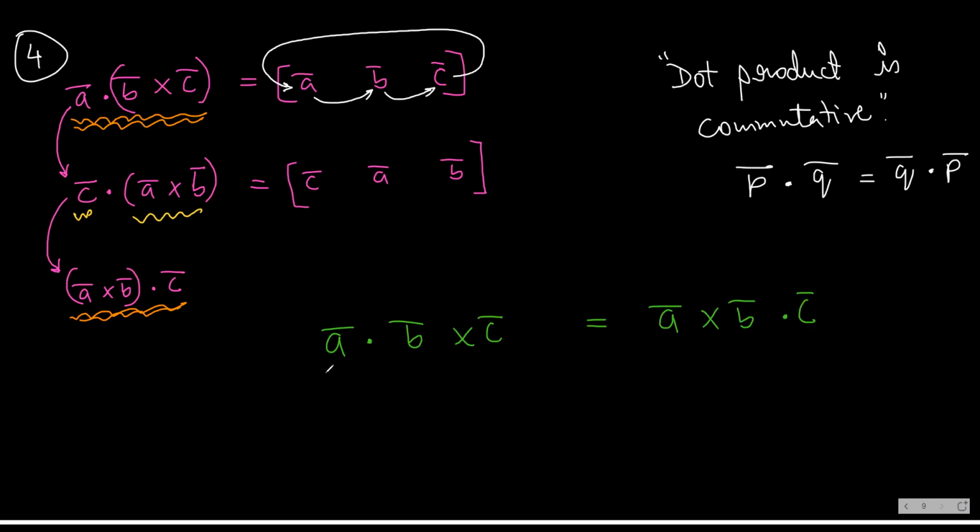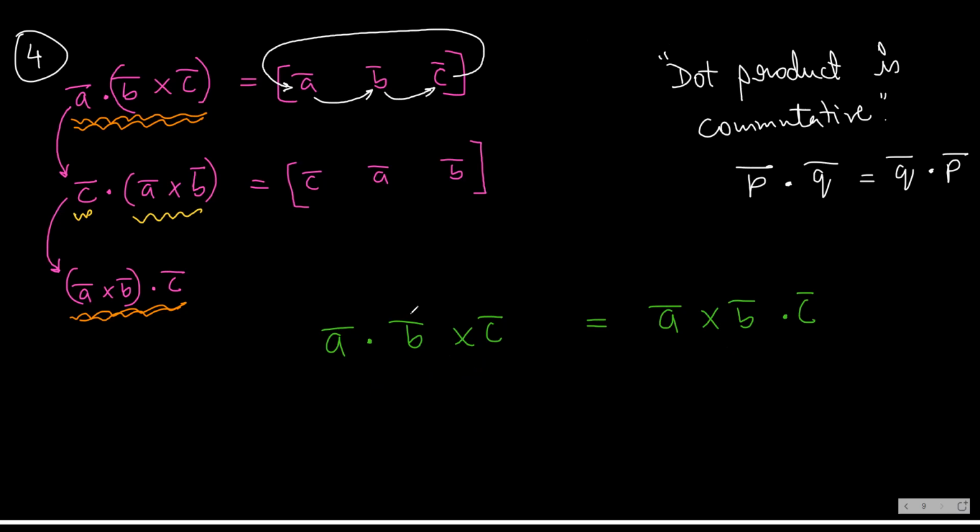Look at the order. The orders are the same: a bar, b bar, c bar, a bar, b bar, c bar. The only thing that has happened is that the dot and the cross have interchanged each other. Here you have dot first and cross second; here cross is first and dot is second. So you can say that in a scalar triple product, the dot and cross can be interchanged. This is property number 4.